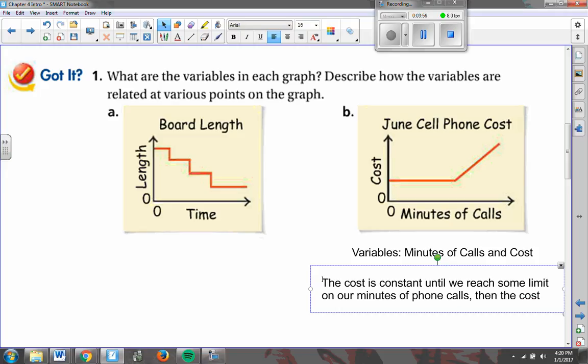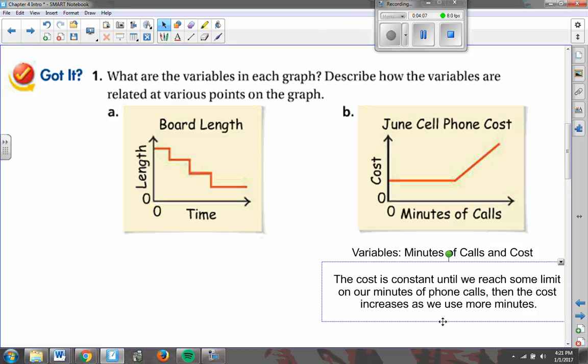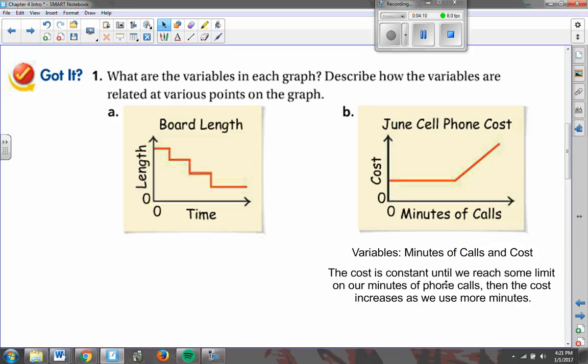Then the cost increases as we use more minutes. I'm not sure if you guys know, this is how cell phone bills used to work. You used to get a certain number of minutes that you could be on the phone for free or for no additional cost, and then once you hit that limit of minutes on the phone, your cost would start to go up because you were on the phone for longer and longer and longer. Okay? So that's just describing what's happening there in that real life situation. The cost of my cell phone bill stays constant until I hit some certain limit of minutes, and then it rises as I use more minutes. Okay? I'd like you to try that with this graph over here.